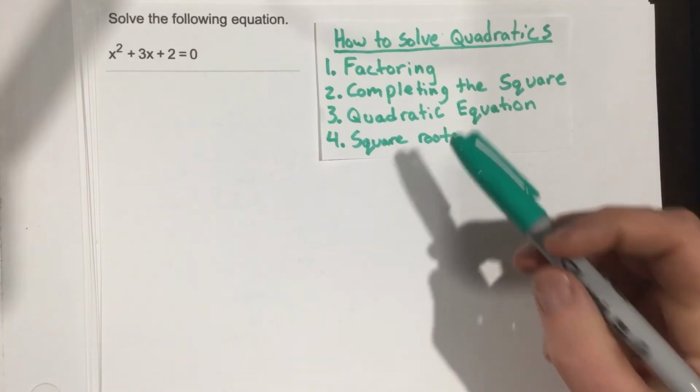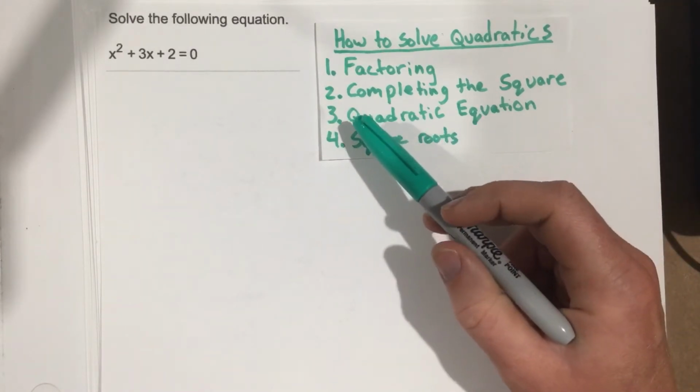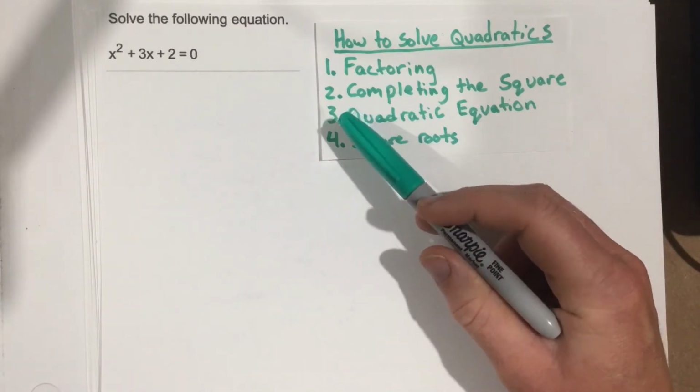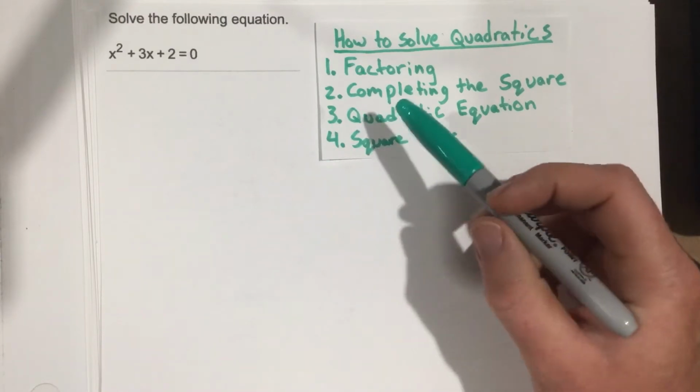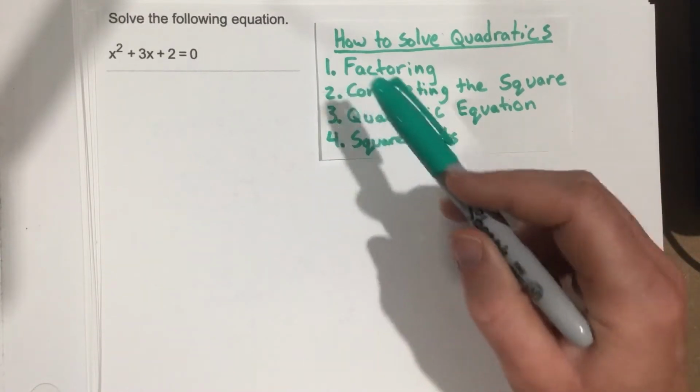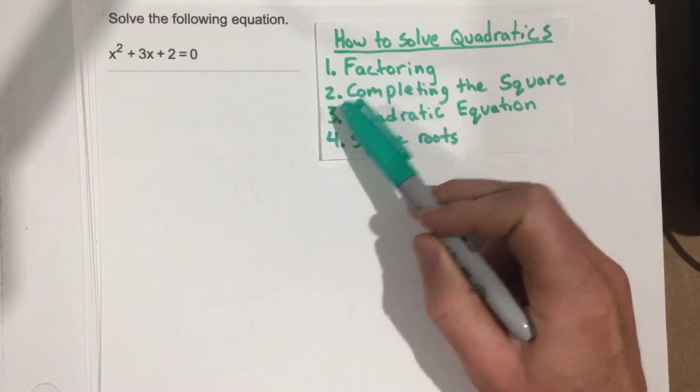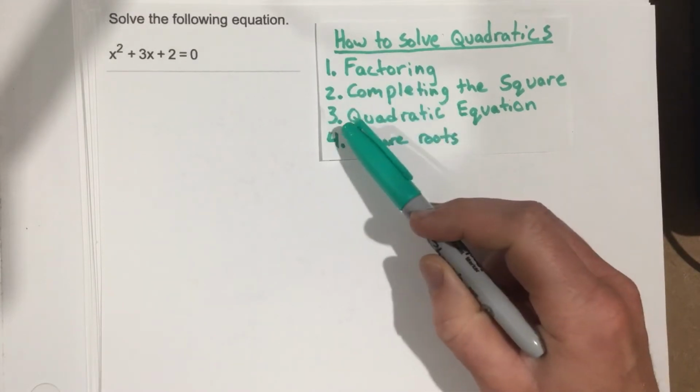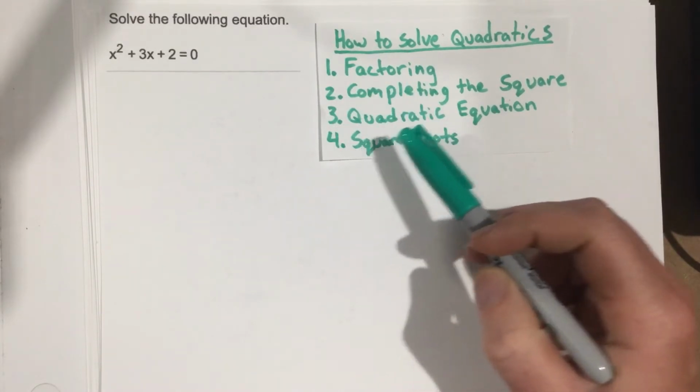You're going to see me post this a lot and talk about the different methods of solving quadratics throughout this section and throughout this chapter. The 4 ways: number 1, factoring; number 2, completing the square; number 3, quadratic equation; number 4, using square roots.